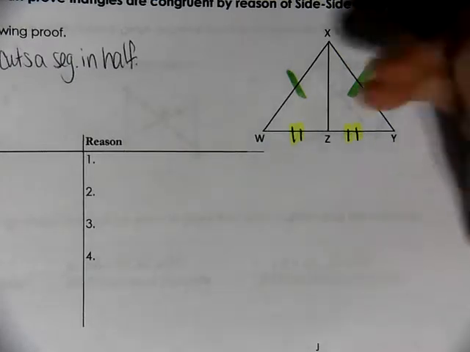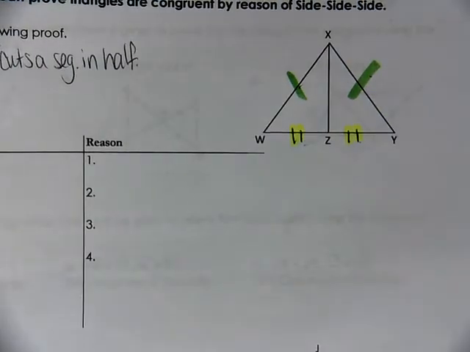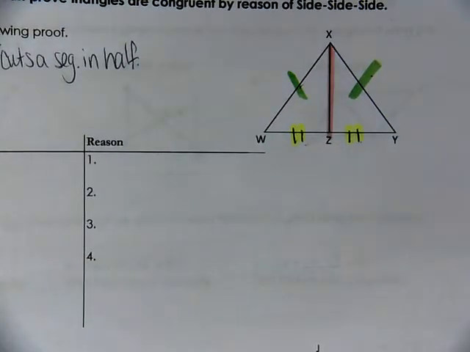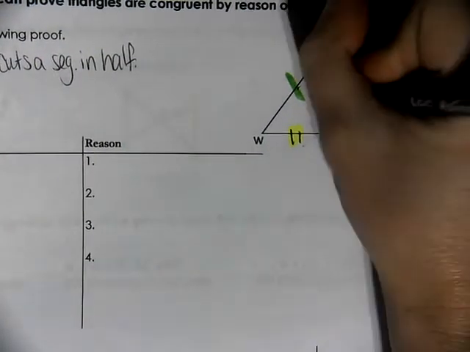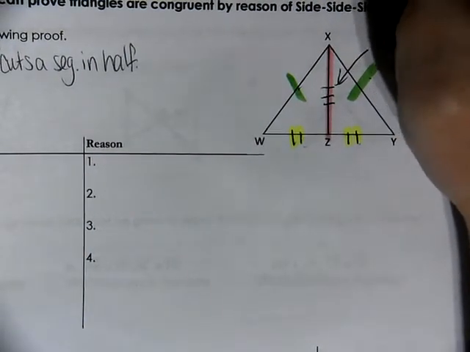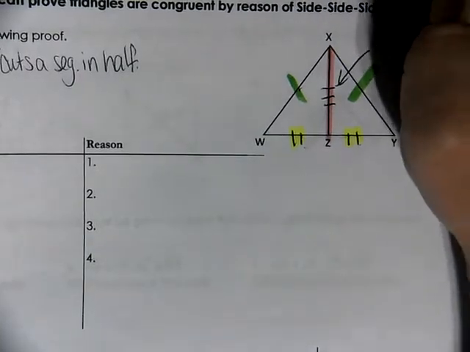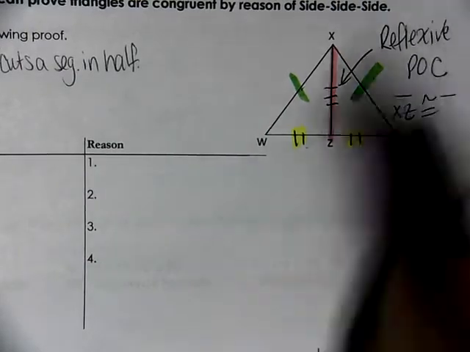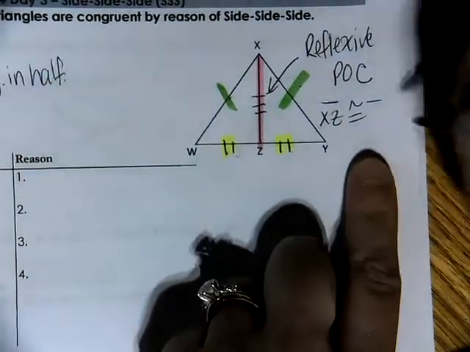So now we need to come up with our third congruence. So far I have a side, and since this lesson's called side, I need a third side. And that third side is going to come from XZ. Both of these triangles share XZ, and because they share XZ, I can use the reflexive property of congruence to say that XZ is congruent to XZ.